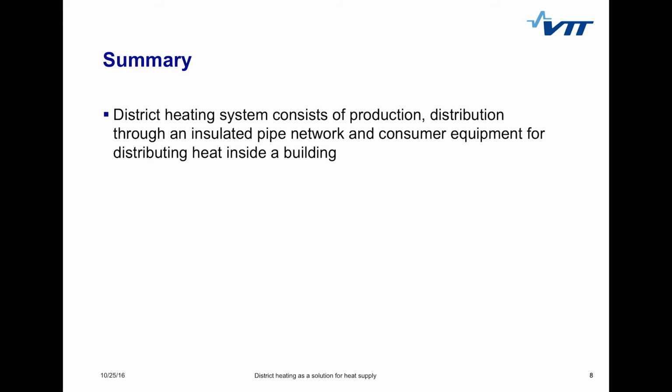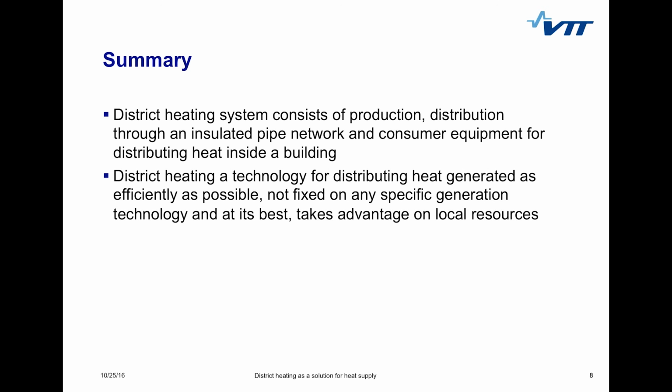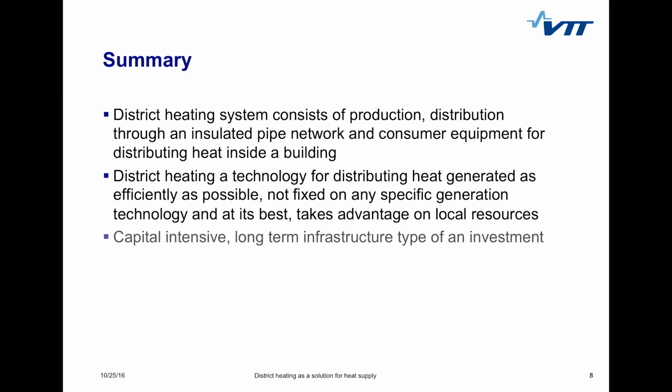District heating consists of production of heat, distribution network, and consumers with equipment for heat distribution. The basic idea is to generate heat as efficiently as possible. Lots of different technologies for production exist, and the one suited for local conditions and resources should be chosen. It's a capital-intensive infrastructure type of investment, mainly due to the pipe network. From a consumer point of view, it's reliable and requires a minimal amount of maintenance.